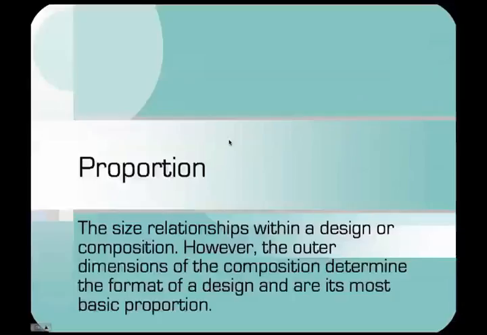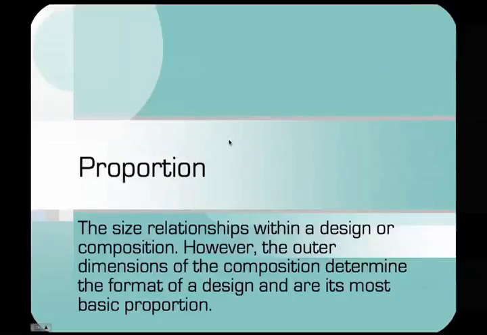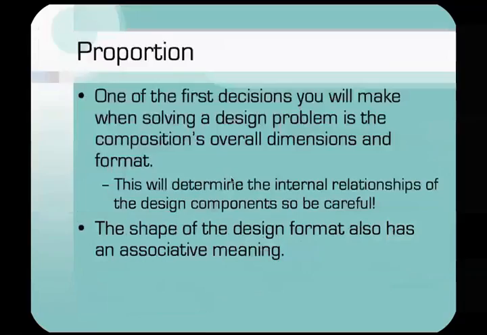The next principle we're going to talk about is proportion. The size relationships within a design or composition. However, the outer dimensions of the composition determine the format of a design and are its most basic proportion. So when we're talking about proportions, we're not just talking about the elements on a page or on the screen. We're also talking about the size that the composition is created in, or the size that the design is laid out in. For instance, it could be an 8.5 by 11 inch piece of paper, or it could be a screen on a television, or a screen on a monitor as in a computer.